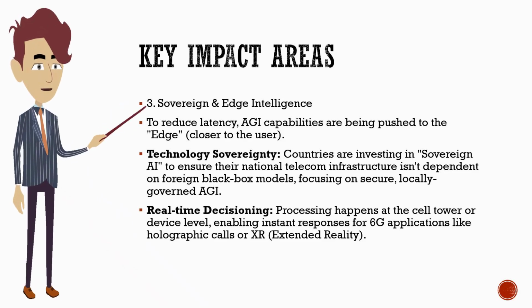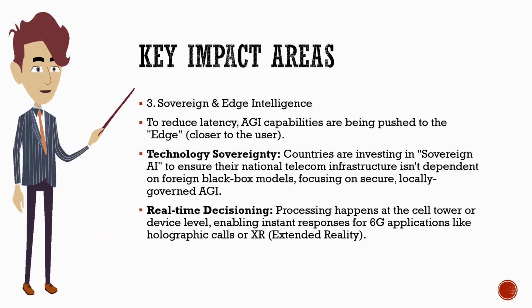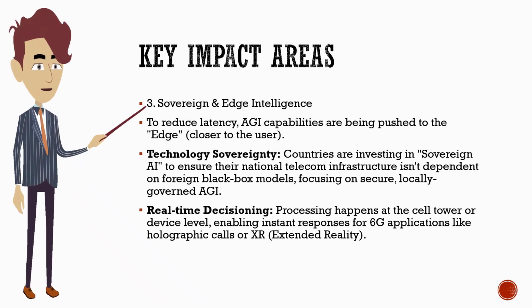The next one is sovereign edge intelligence. To reduce latency, AGI capabilities are being pushed to the edge, closer to the users. Technology sovereignty means countries are investing in sovereign AI to ensure that their national telecom infrastructure isn't dependent on foreign models, focusing on secure, locally governed AI. If any technology is taken from another company, there is definitely a dependency on that country. Like let's say India is getting some software from the USA or some other country, India has a dependency on that country, right? So it is always tried to build technology locally so that there is very little dependency, and this is an area where AGI can have a huge impact.